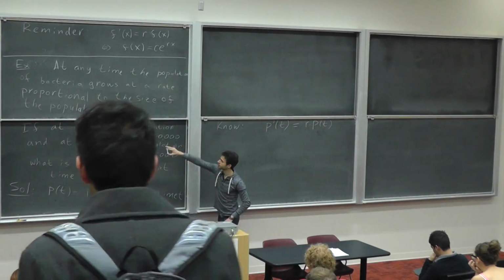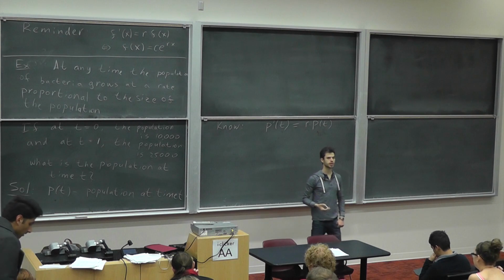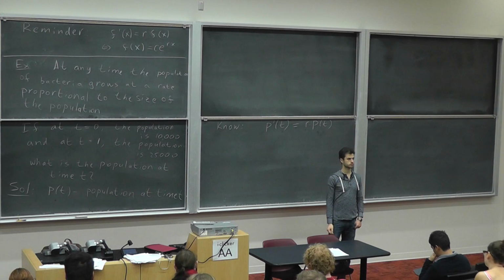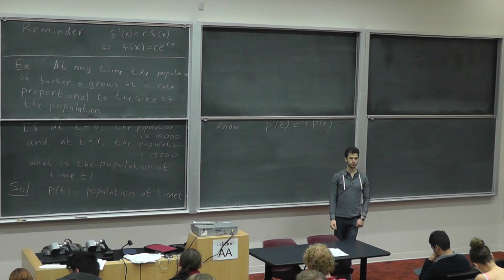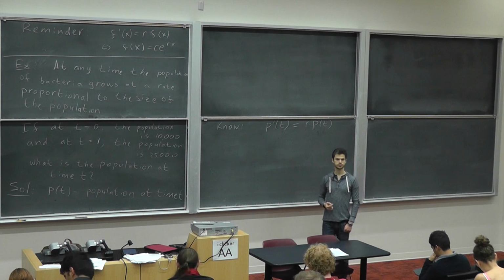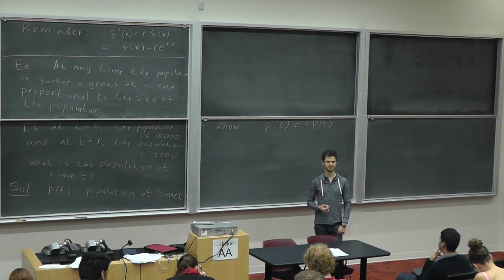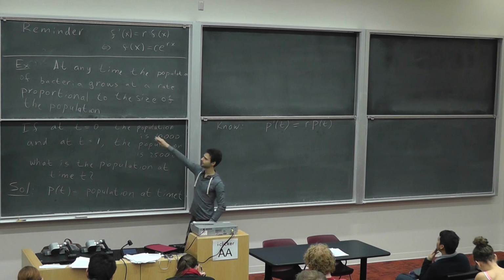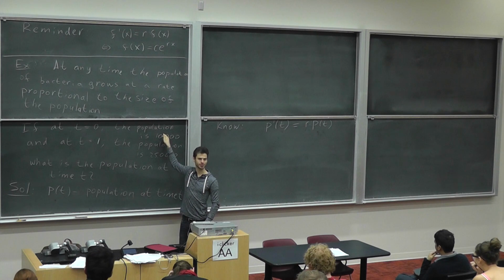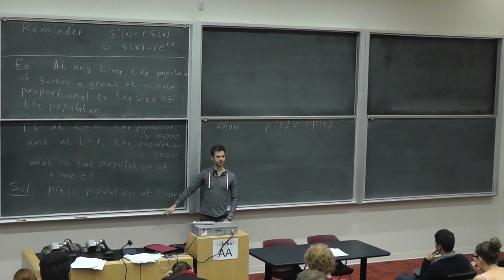Next data point: at time t equal to 0, the population is 10,000. How can I express it in mathematical terms? What does this sentence tell me about P? So let's start with this. The population is 10,000. The population, in mathematical terms, what is it?